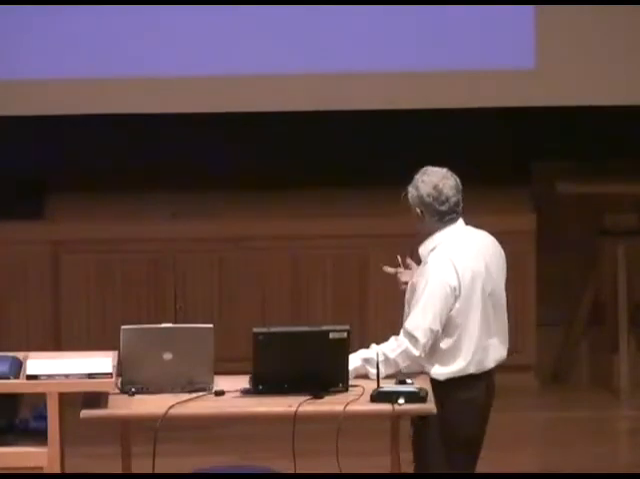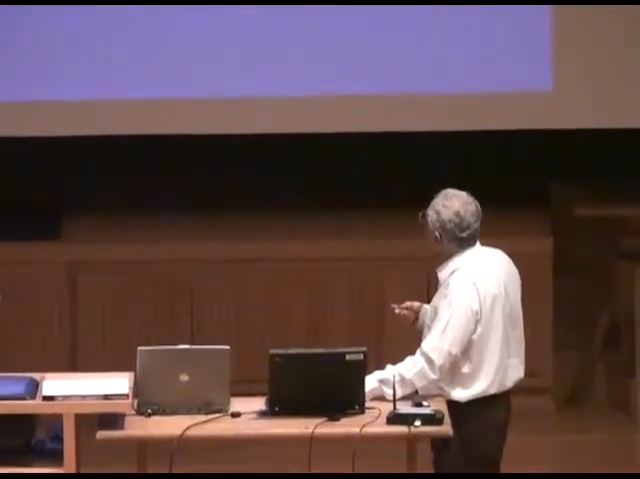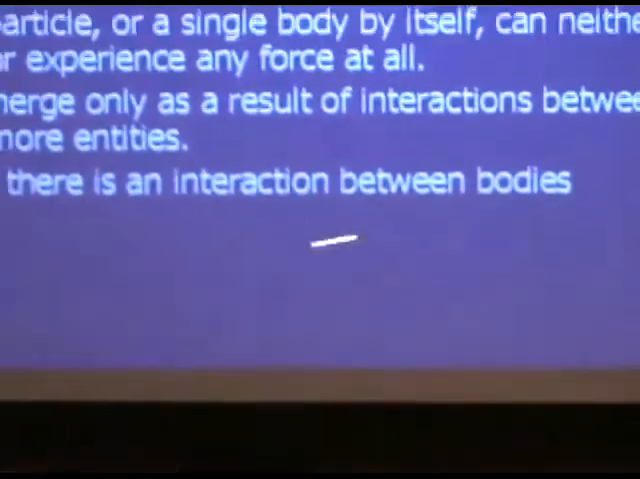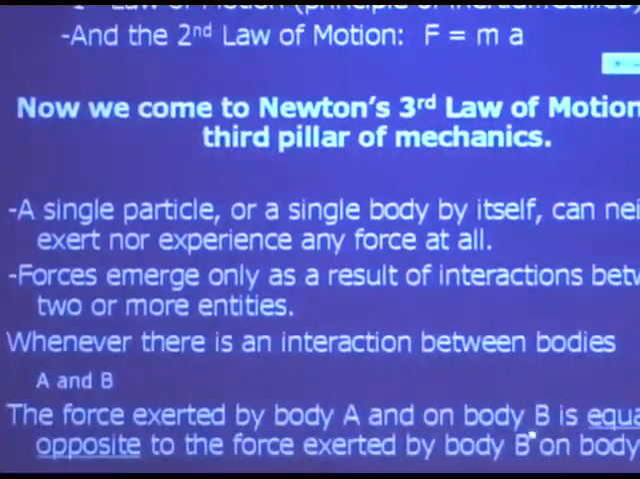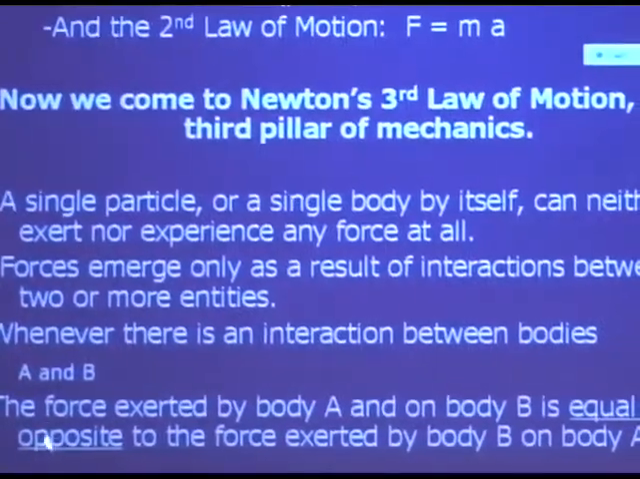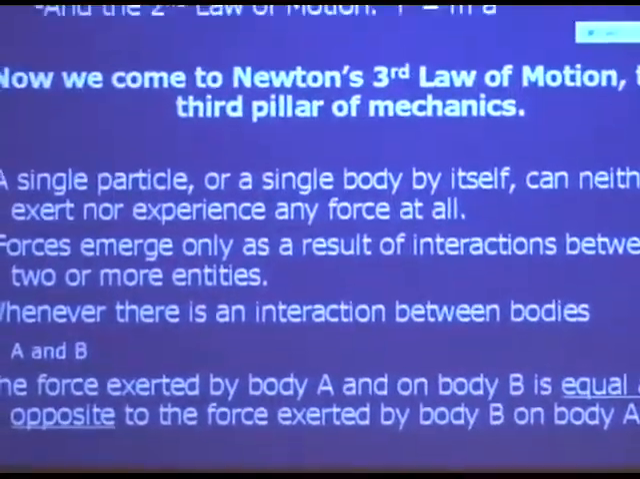Okay, so what Newton realized is that two bodies always interact with each other, and that's why we get forces, okay? And that whenever there is that interaction between two bodies, A and B, the force exerted by body A on body B is equal and opposite to the force exerted by body B on body A.